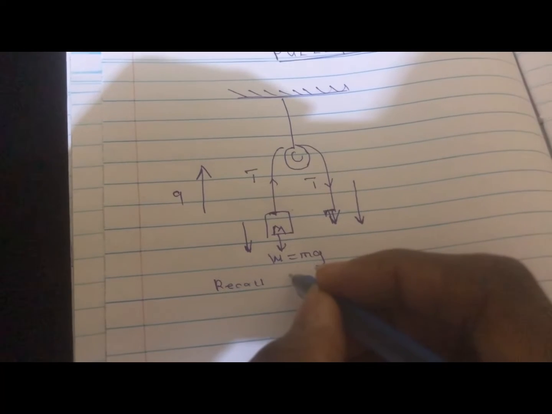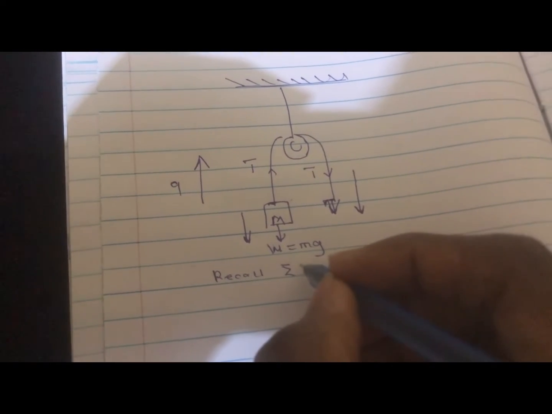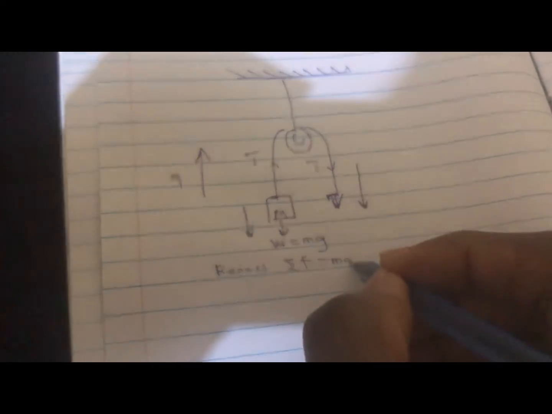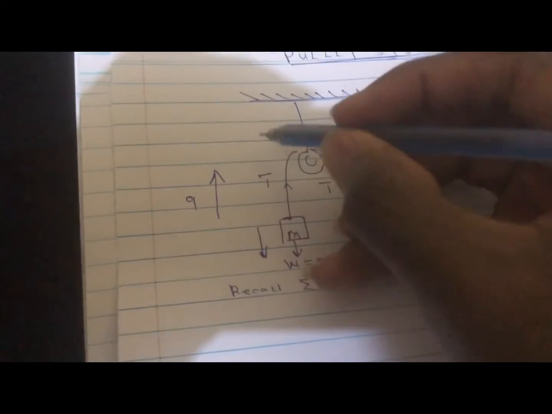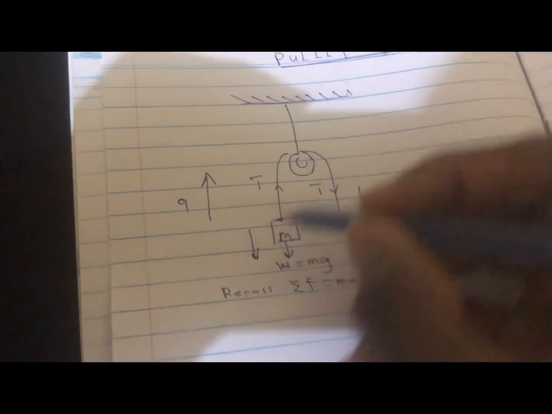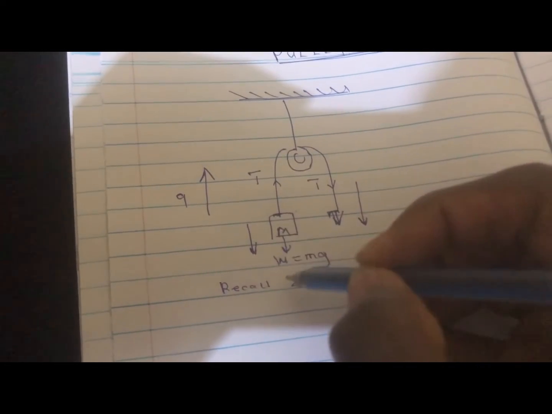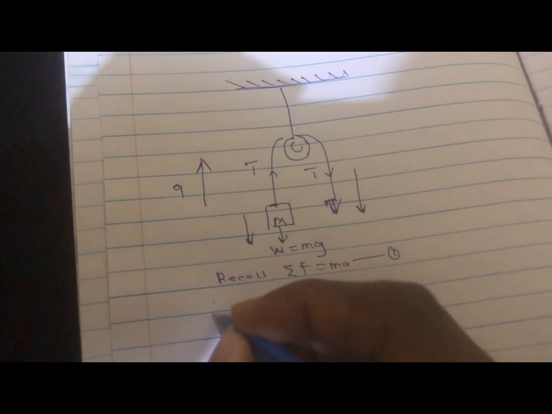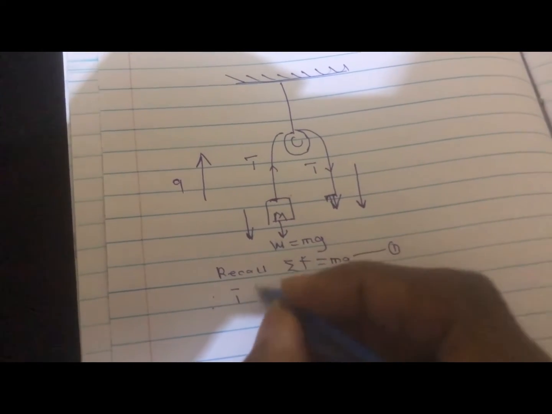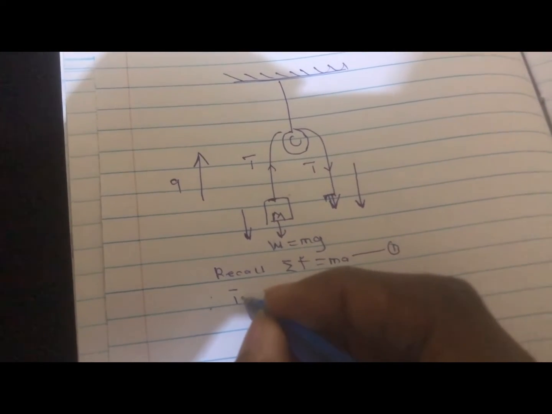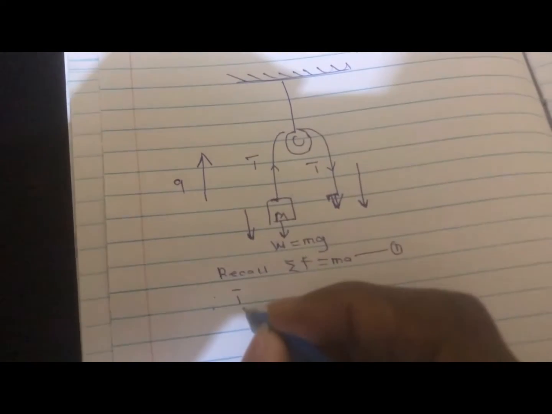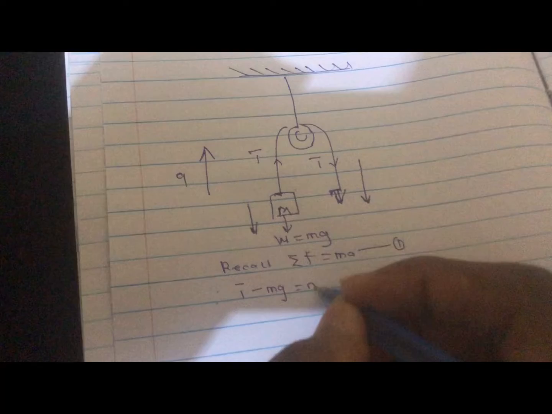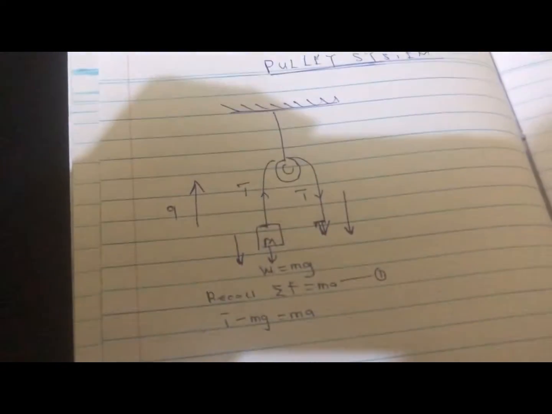Therefore, we can recall from Newton's equation that the net force is equal to mass times acceleration. So now when you look at this point here, the weight is the force acting downward and the tension is the force acting upward. Therefore, we can now take the net as the difference between the tension and the weight mg to be equal to what? Mass times acceleration.